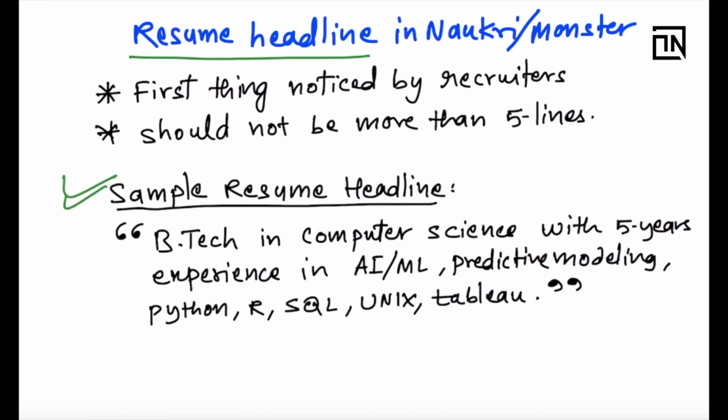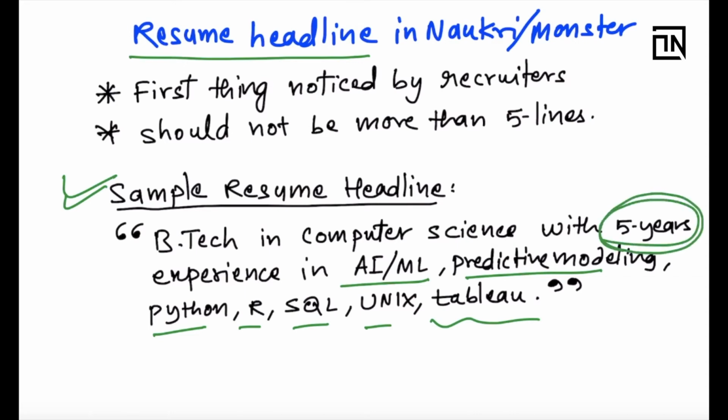BTech in computer science with 5 years of experience in AIML, predictive modeling, Python, R, SQL, Unix, and Tableau. So these are all the important skill sets which you have worked on. Also, what is the total number of years of experience? You don't have to bifurcate here that I have worked 1 year in AIML and 2 years in Unix and 1.5 years in Tableau, so on and so forth. You don't have to bifurcate. You just specify the total amount.